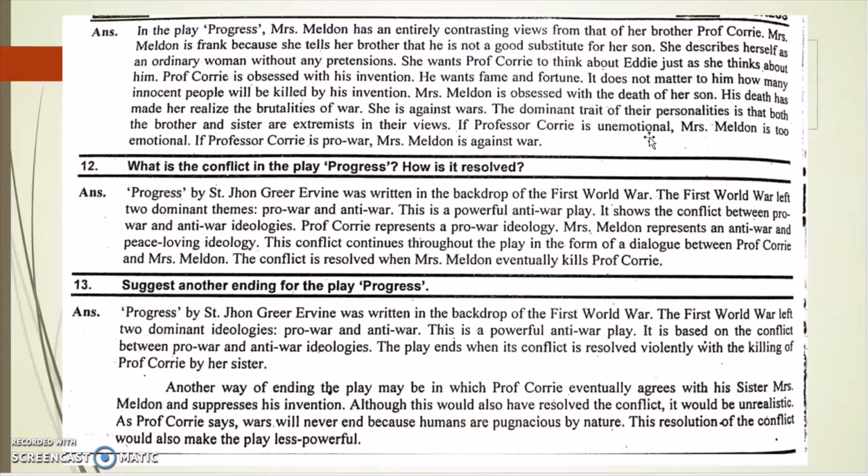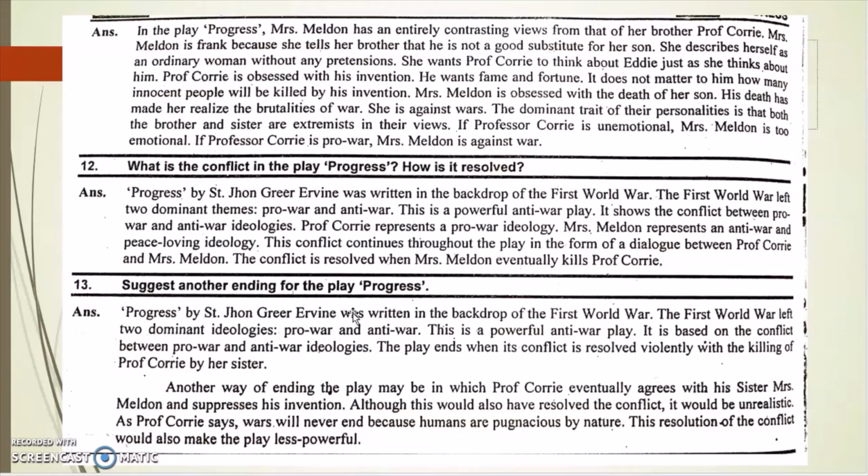If Professor Corey is unemotional, Mrs. Melton is too emotional. If Professor Corey is pro-war, Mrs. Melton is against war. What is the conflict is more like what was the cause of the disagreement between them. So the conflict is that the play is pro-war and anti-war. It's a conflict between somebody who likes war, that is Professor, and somebody who hates war, that is Mrs. Melton. So it's a powerful anti-war play in which two characters have totally opposite ideology. One is pro-war and the other one is anti-war. So the conflict is between them. They have a personal conflict and they have an ideological conflict as well.